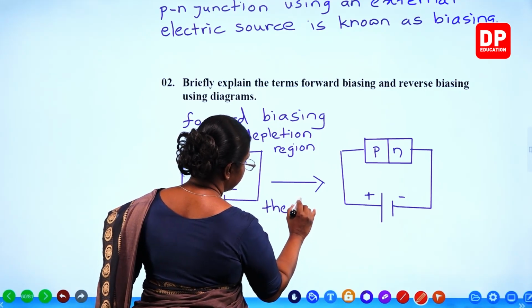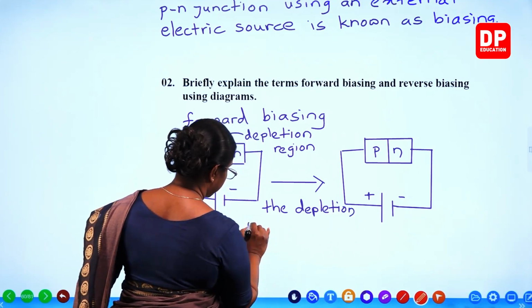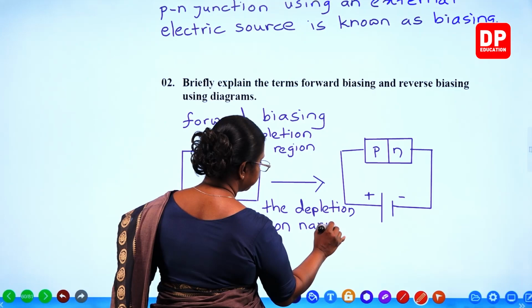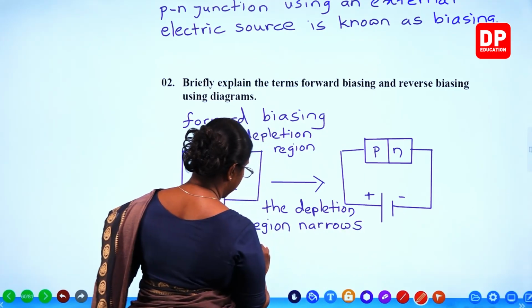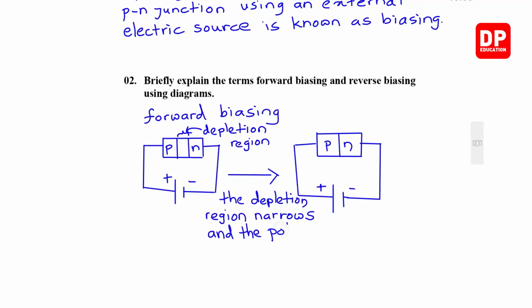The depletion region narrows and the potential barrier is overcome. So there is current flow.